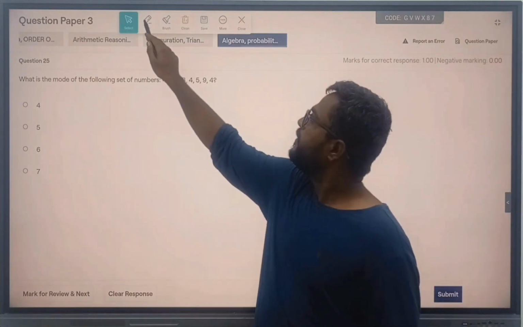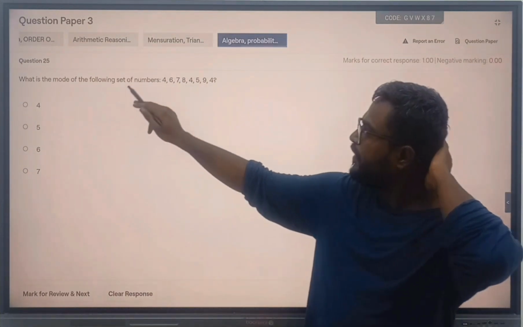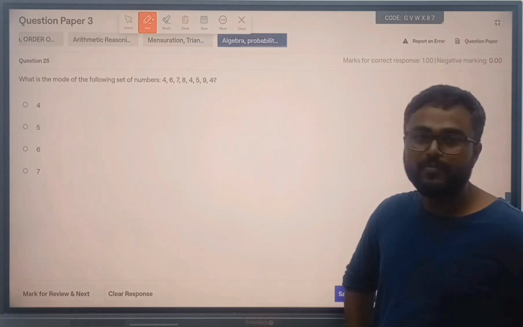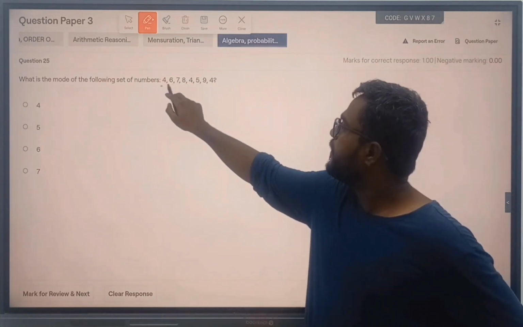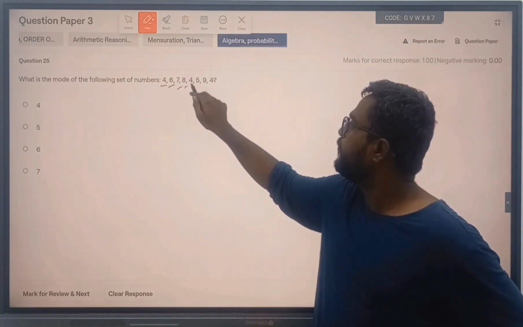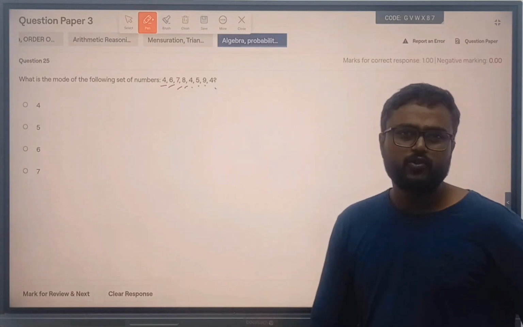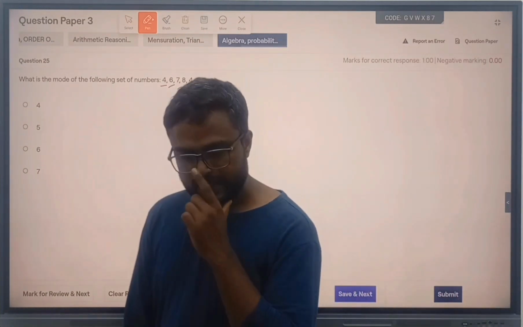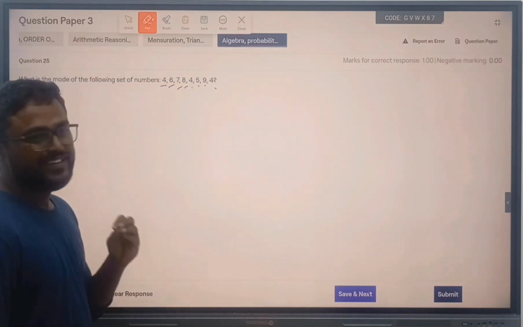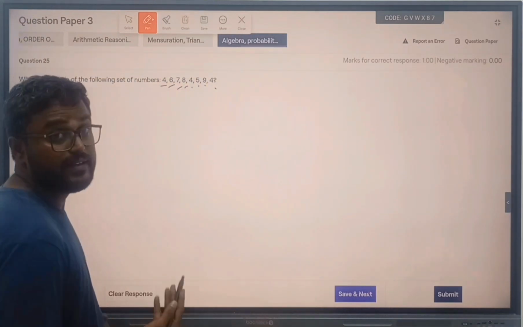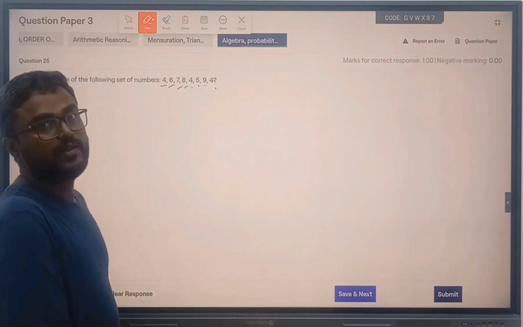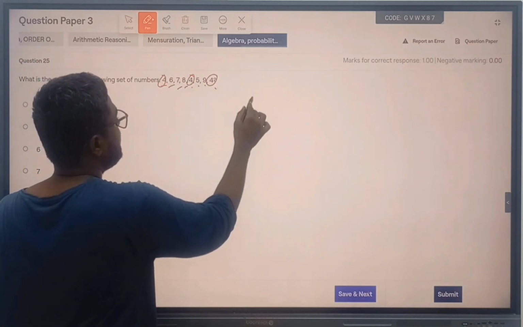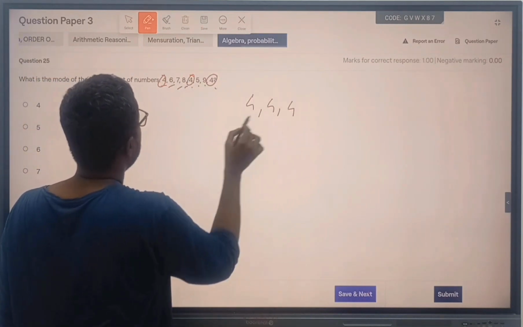So the question says, what is the mode of the following set of numbers? The following set of numbers are 4, 6, 7, 8, 4, 5, 9, 4. So obviously, it is not in ascending order. When you get data like this, you need to arrange it into ascending order. So let me see which is the least number, 4. So how many 4s are there? 1, 2, 3. I'll write them down 4, comma 4, comma 4.